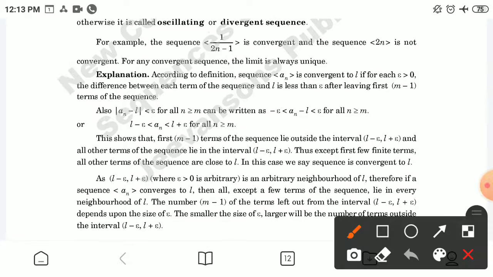For example, the sequence 1 by (2n minus 1) is convergent and the sequence 2^n is not convergent. For any convergent sequence, the limit is always unique.